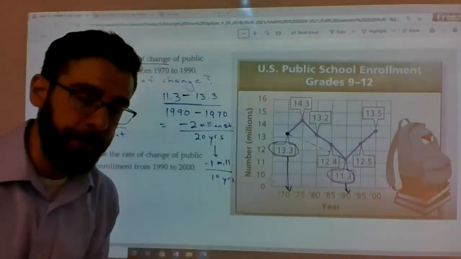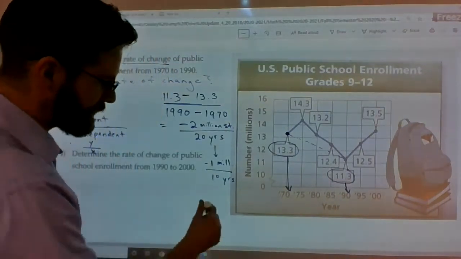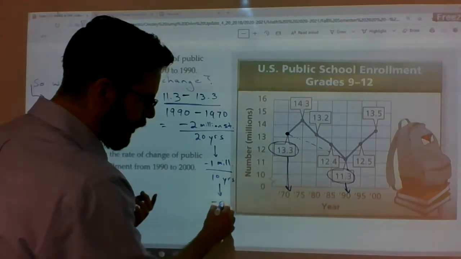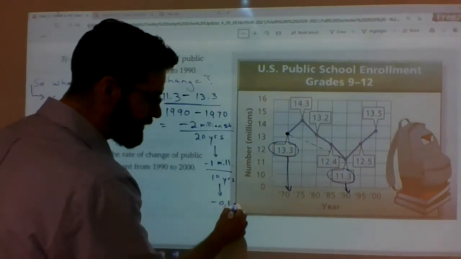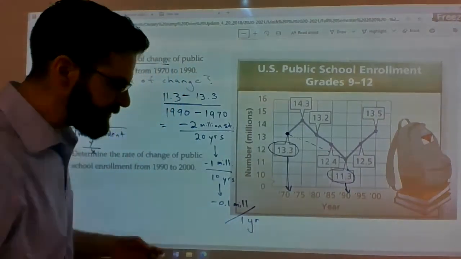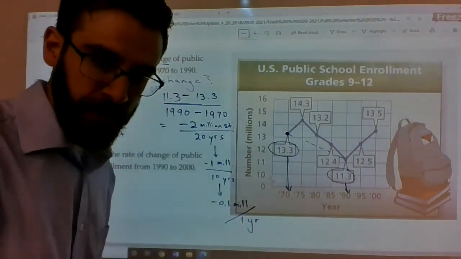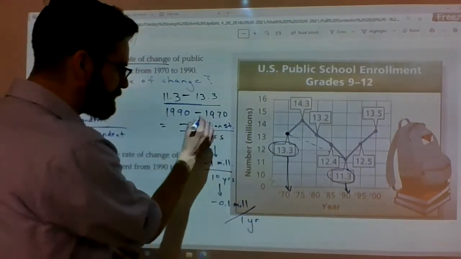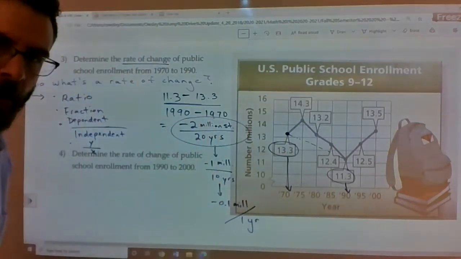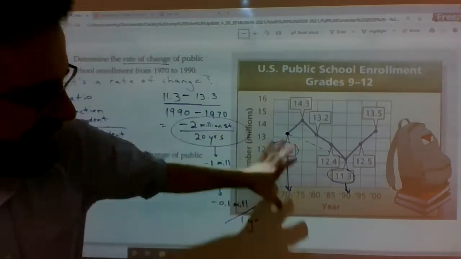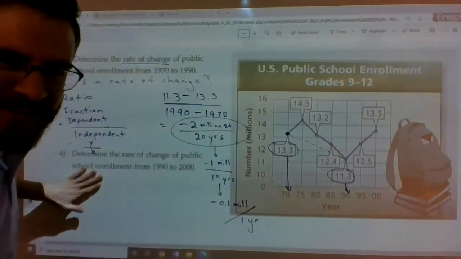And then sometimes people will want it in terms of a decimal. They'll say, okay, what's that decimal? Well, you're going to go down 0.1 million students per 1 year. So it's sort of like you're dropping 100,000 students per year. That's getting into a lot of things. Today, I just want you to be able to tell me that that's what's going on. Okay? So, let's see if we can take all of this information and make some kind of sense of number 4.